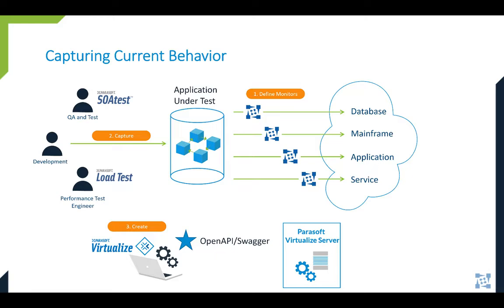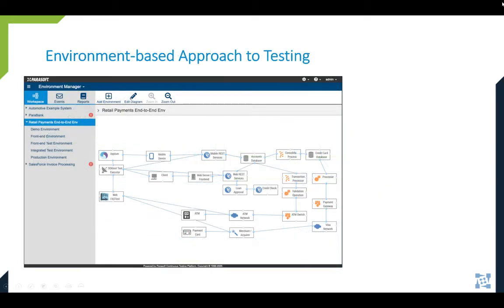And whether you used OpenAPI or you generated your virtual assets from a recording, the next step is then to deploy our virtual service to our Parasoft Virtualize server. Now, this is the point where most virtualization solutions stop, but there's a key component here, and that's the orchestration of those virtual services. So how do we control our virtualized assets once we've deployed to our virtualized server? By using our Continuous Testing Platform, or CTP.